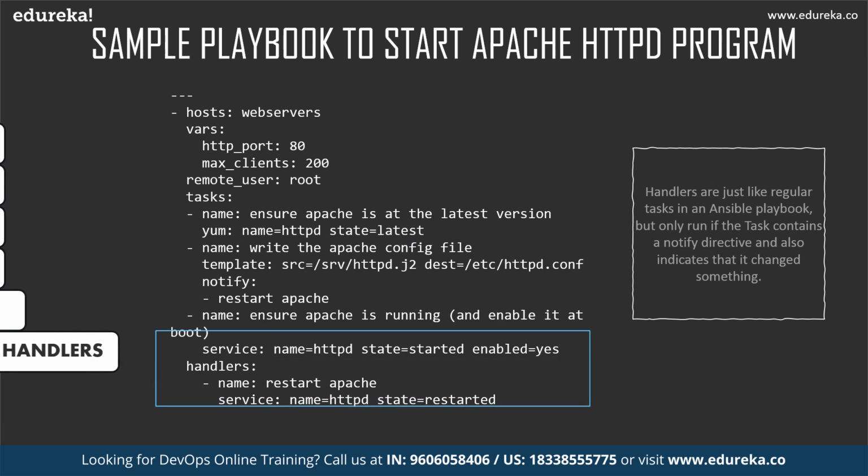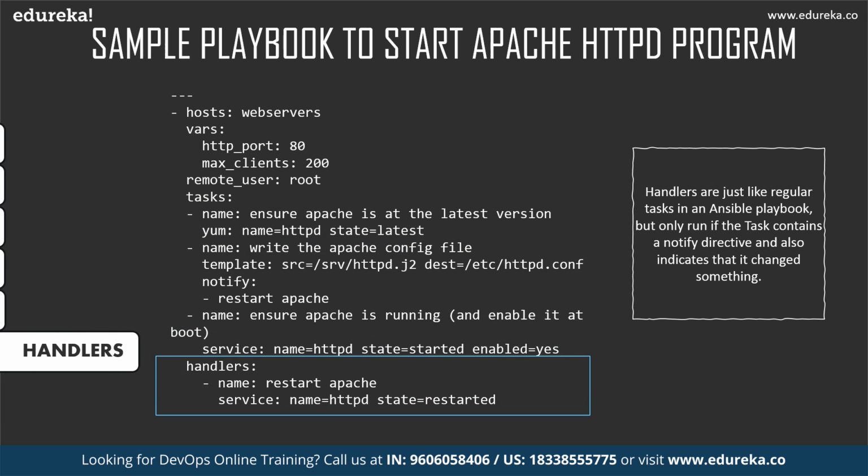Now after that comes the handlers. So handlers are again just like regular tasks in an Ansible playbook, but only run if the task contains a notify directive and also indicates that it has changed something. So for example, if a config file is changed, then the task referencing that config file may notify a service restart handler. So that's the reason you can use handlers. And then over here, as you can see on my screen, I've mentioned the name to be restart Apache, and then I've used the service restart handler.